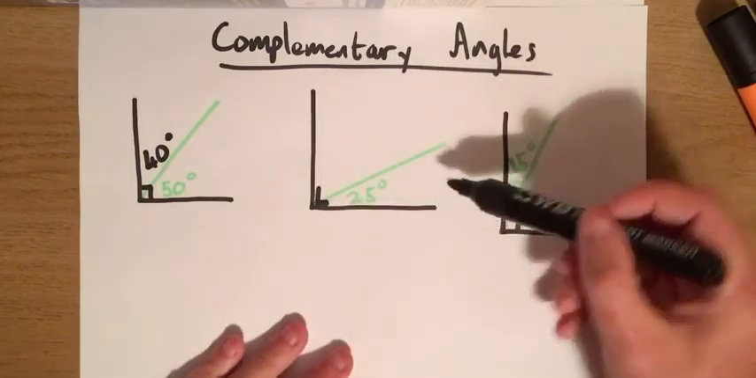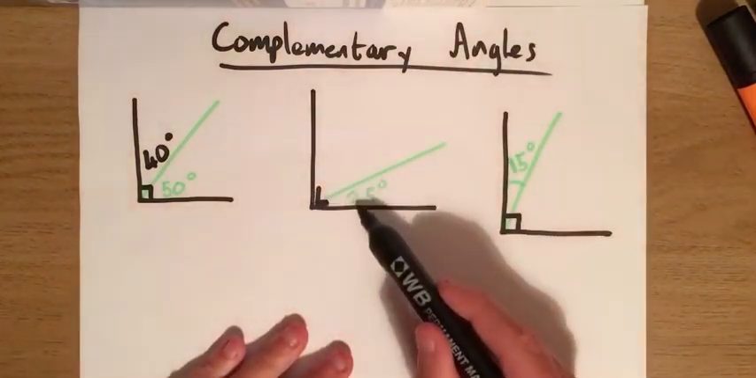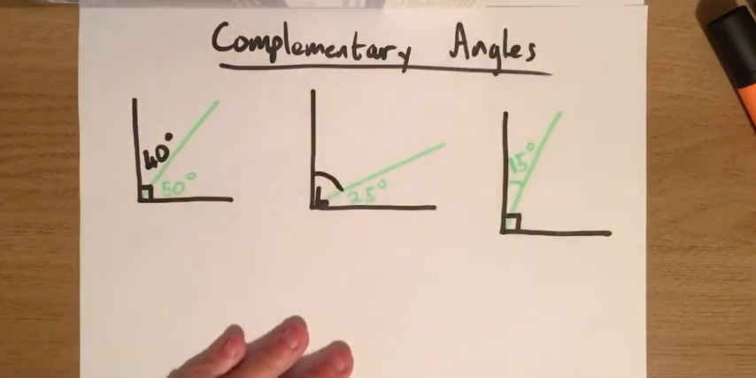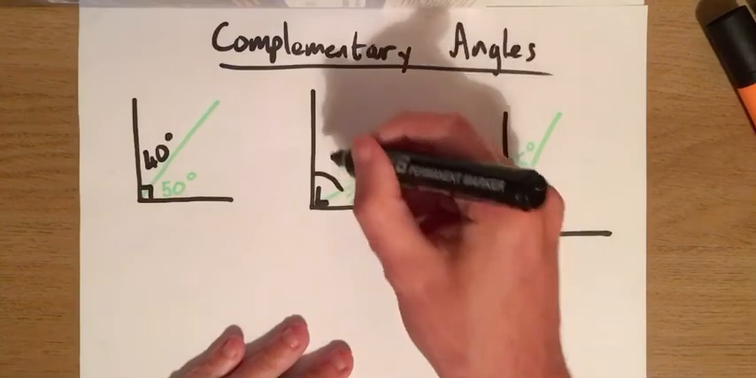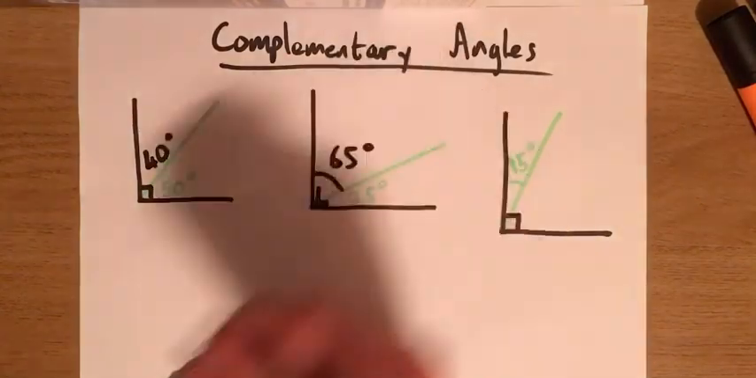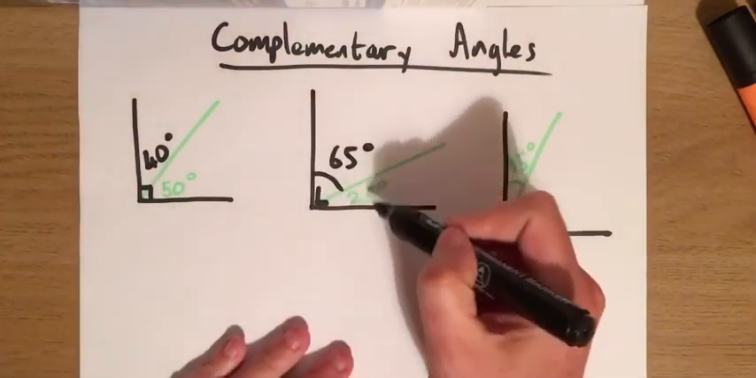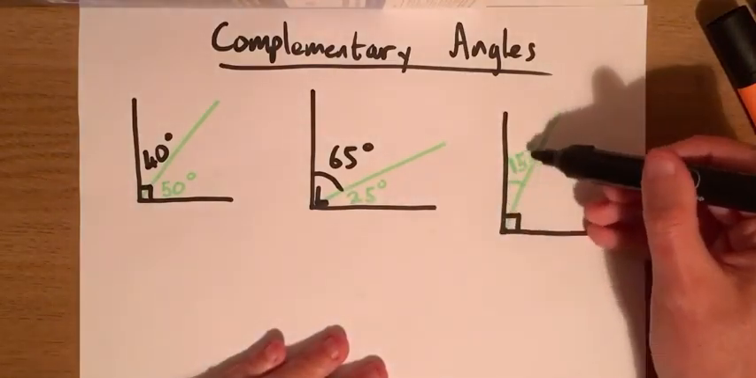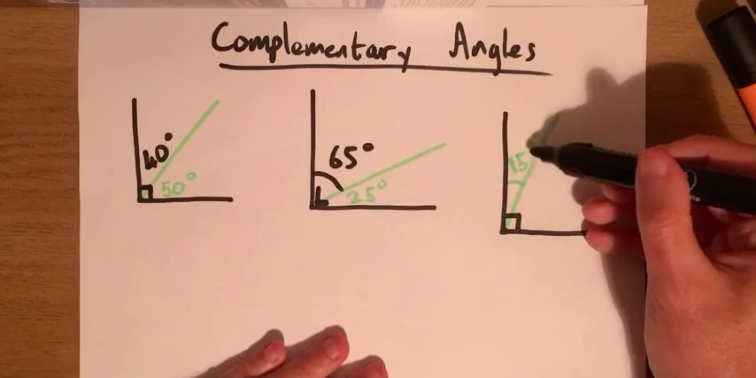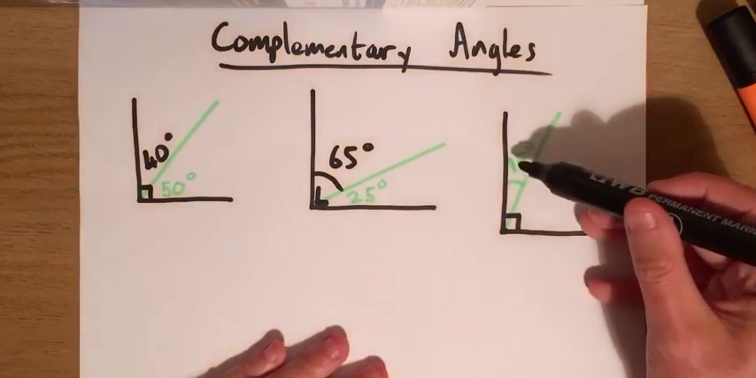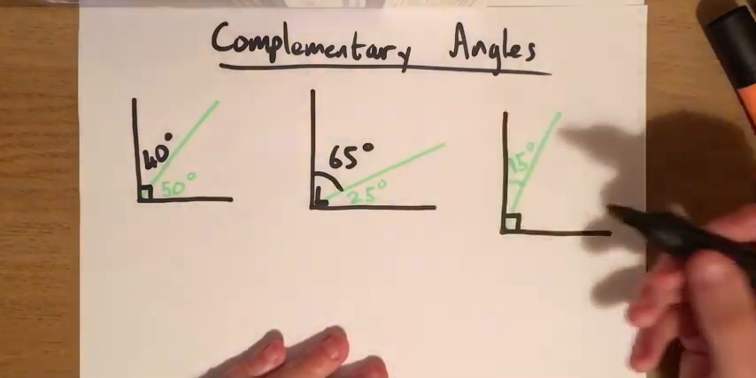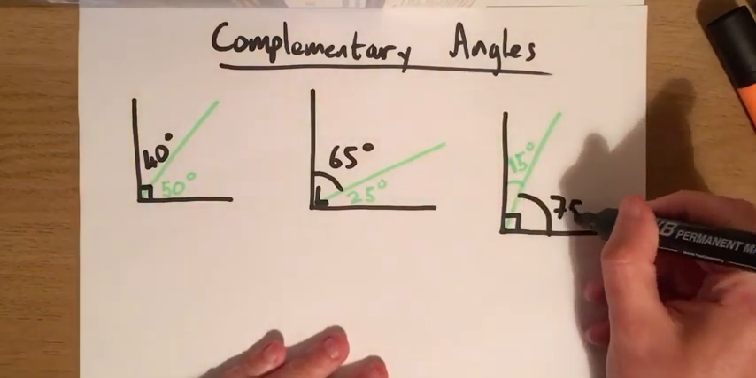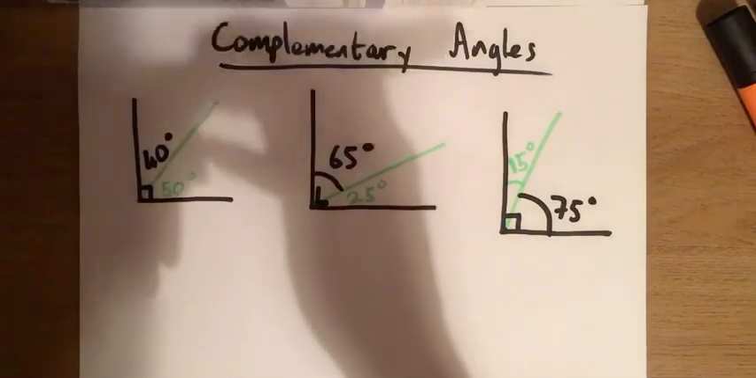Again, another right angle. This bit here is marked in as 25 degrees. So the missing bit up there, 90 take away 25, that's 65 degrees, and they are complementary. They add to 90 degrees. Another one over here. This bit is marked in as being 15 degrees. The entire thing's 90. This is 15. 90, take away 15. That angle there is 75 degrees.